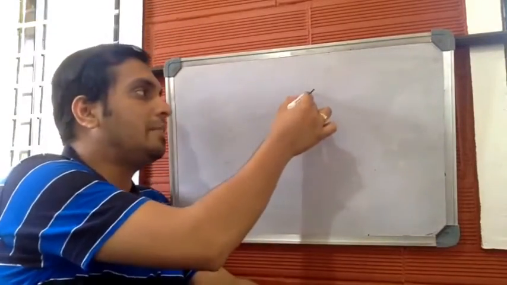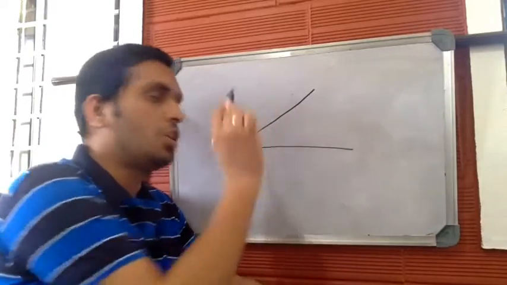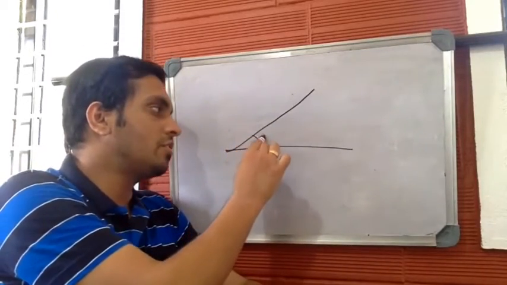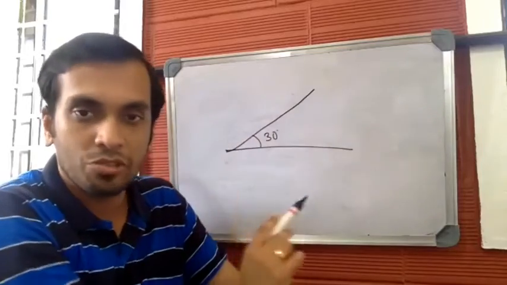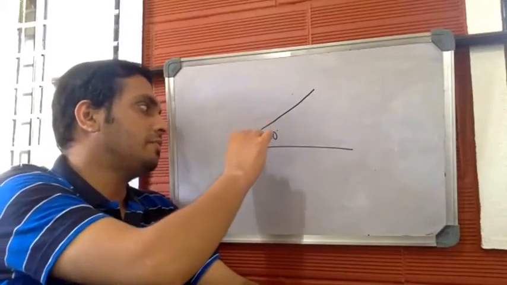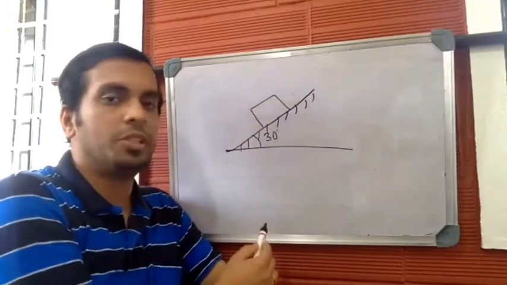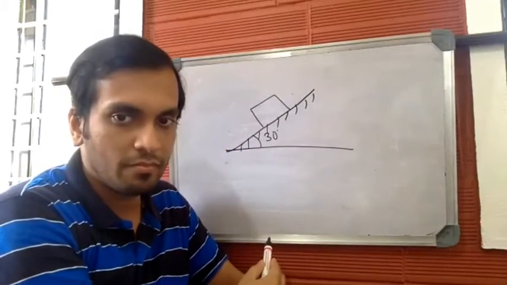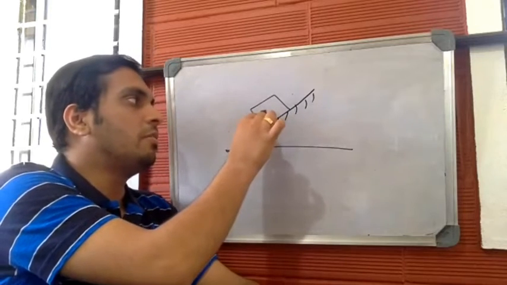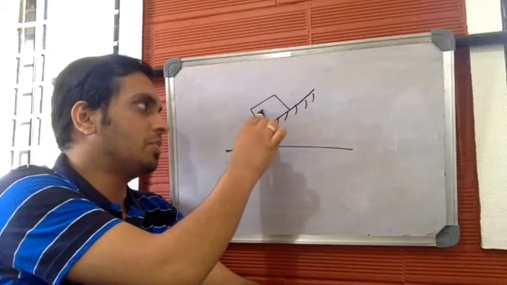You have an inclined plane with an inclination of 30 degrees. And there is an object which is being placed on this particular inclined plane. Object of mass or weight 20 kgs.